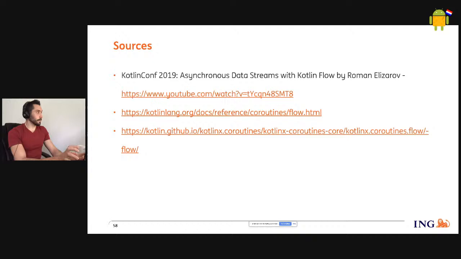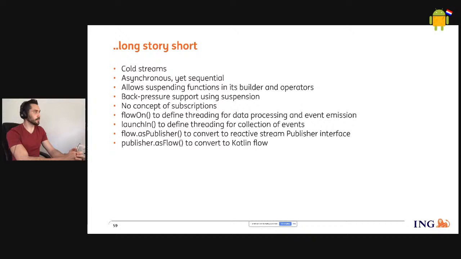And just to recap, Kotlin Flow represents cold streams. It's asynchronous, but at the same time sequential, because of the suspending back and forth that I explained earlier. There is backpressure support already because of the nature of suspending functions. And there is no concept of subscriptions unlike channels. So once you cancel a coroutine that is collecting a stream, the flow is canceled as well. It's also declarative. So if you call a flow, nothing's going to happen unless you call collect.